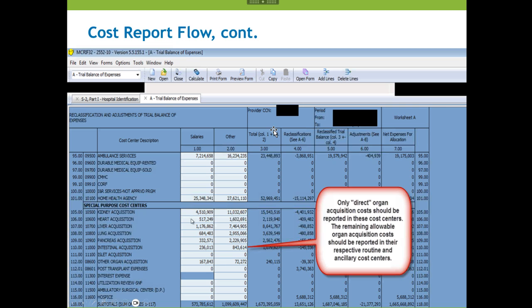So, again, I'm saying direct organ acquisition costs. We're going to talk about what that means in just a bit, but basically, the costs that will not be reported here, because they're going to be reported elsewhere, are the regular hospital routine and ancillary costs that any other patient might have for other things. The room and board, maybe some lab services, certain things just are not included in the direct organ acquisition. They're going to be included up above in the earlier sections of worksheet A. And we'll talk about how that gets allocated later on.